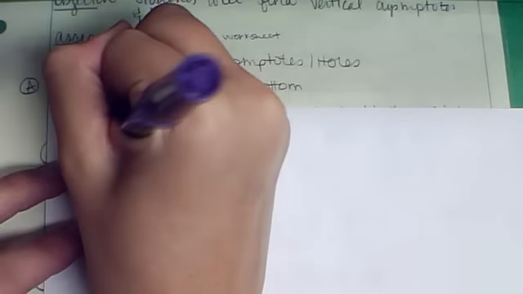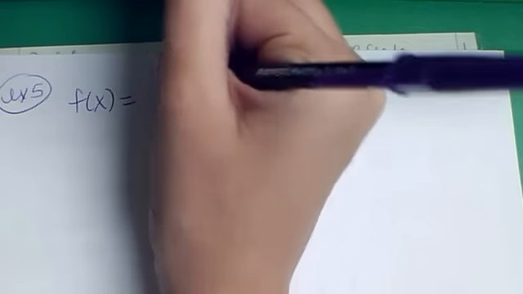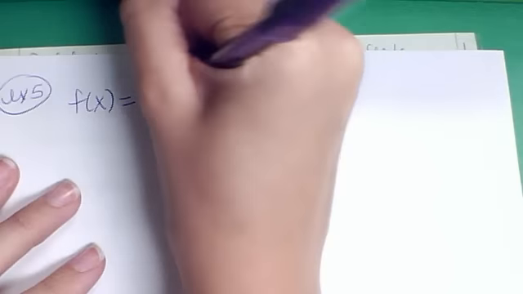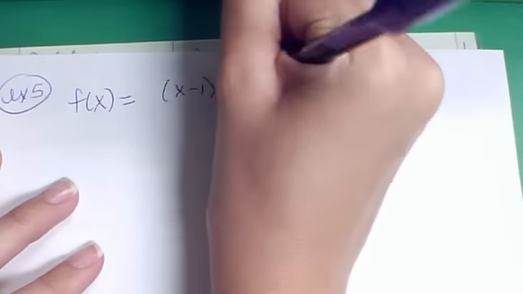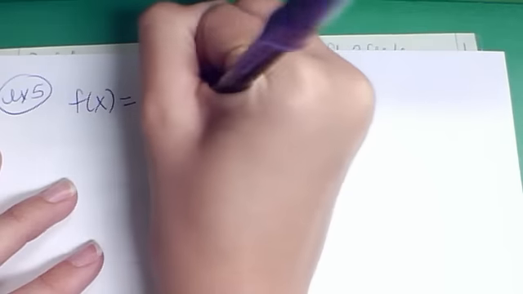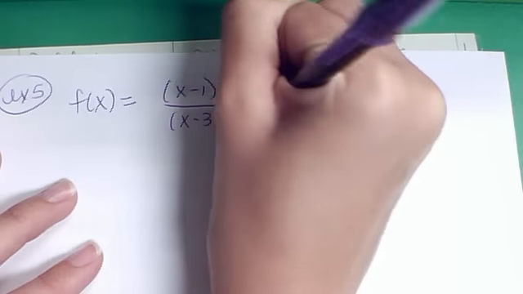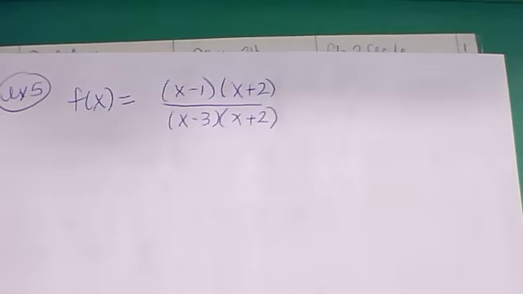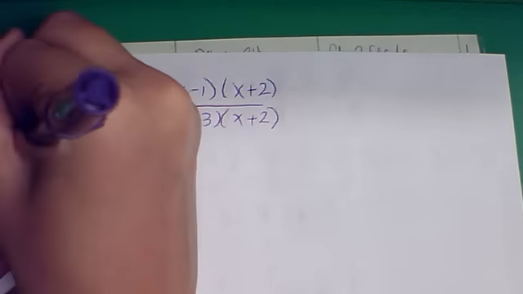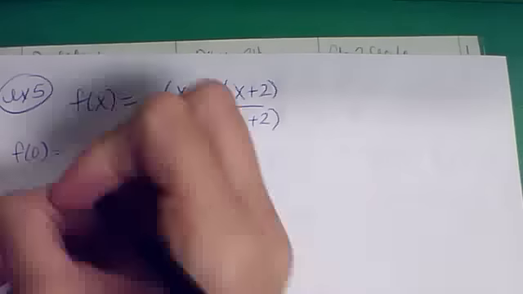Looking back at example 2, which now we're going to call example 5, I want us to look at the factored form of that. So we're going to do f of x equals x minus 1 times x plus 2 over x minus 3 times x plus 2. That was already factored. This is the same as example 2 if you want to put a note out to the side. The first step was to plug in 0 everywhere you see an x.